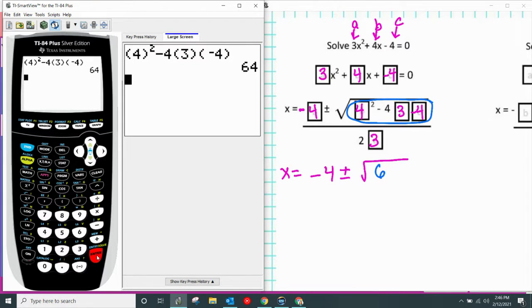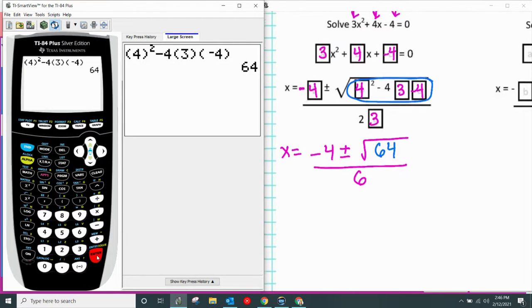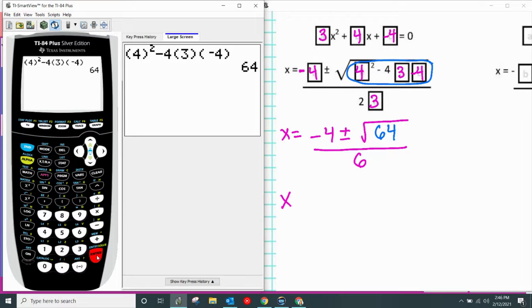So I'm going to replace all that stuff I circled with 64. Okay, so then I just keep writing my formula all over. Well, 2 times 3, I can figure that out, right? That's 6. I don't need a calculator for that. Okay, we're going to keep going. We're going to simplify a little more.